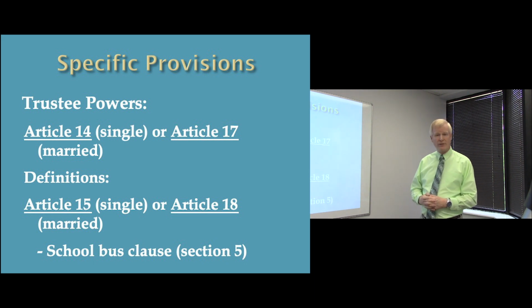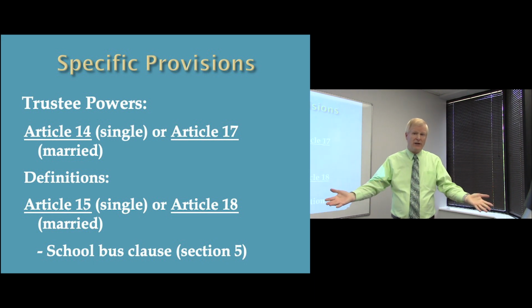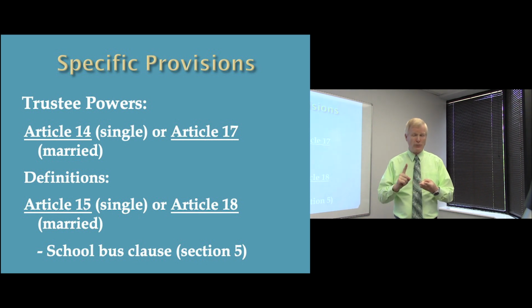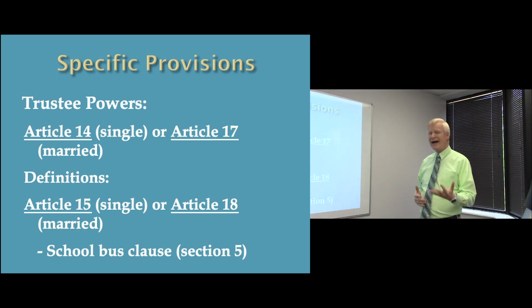Trustee powers. Okay, we've named a trustee to succeed us if we become mentally incapacitated or we pass away. Now we need to make sure we have provisions to let them know what their authority is, what their limits are, that type of thing. Those powers, those trustee powers, are located in Article 14 of the Single Trust, Article 17 of the Married Trust.